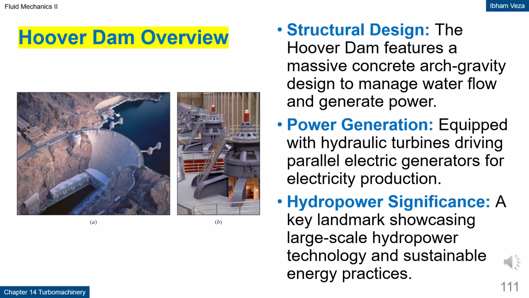Hoover Dam Overview. The Hoover Dam is shown as a real-world example of turbomachinery applied on a very large scale. Its massive concrete structure is designed to withstand water pressure while directing the flow to the turbines. The hydraulic turbines inside drive generators to produce large amounts of electricity.